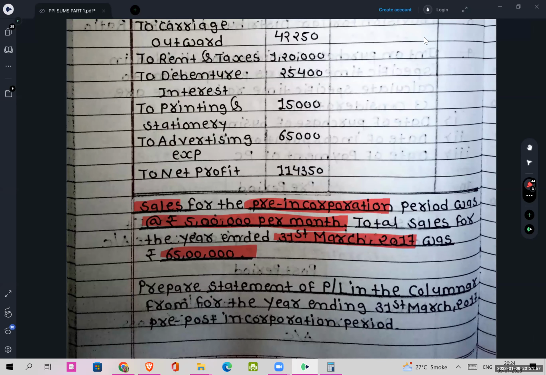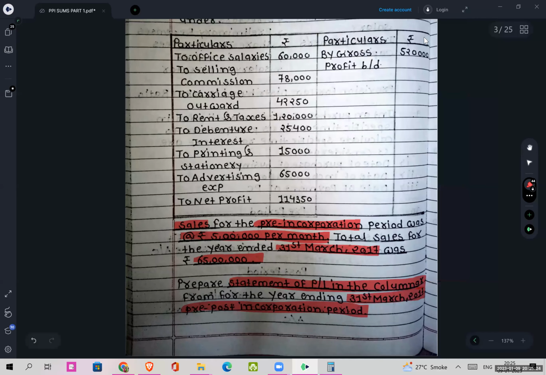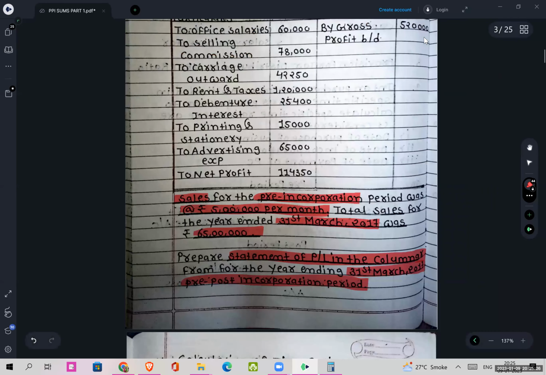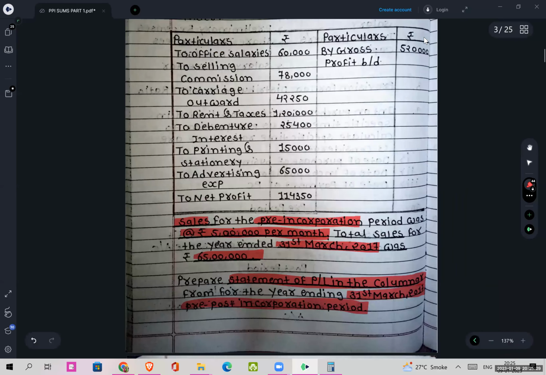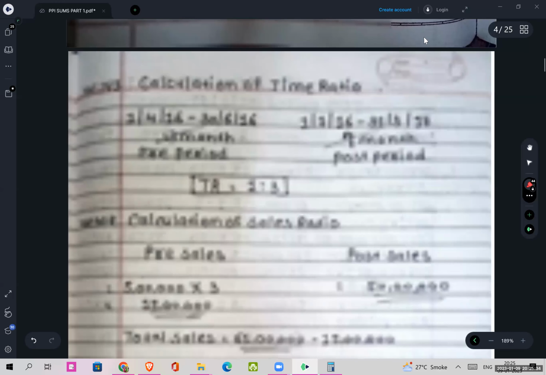The P&L account is in front of you, and one piece of information about sales is there. Prepare a statement of P&L in the columnar form for the year ended 31st March 2017 with the pre and the post incorporation period. So first I need to know how many months my pre period and post period are, and then I also have to see the bifurcation of sales. So you can note down this working.